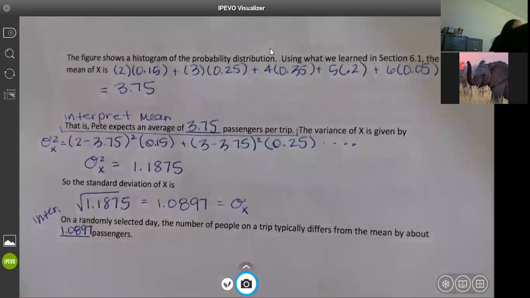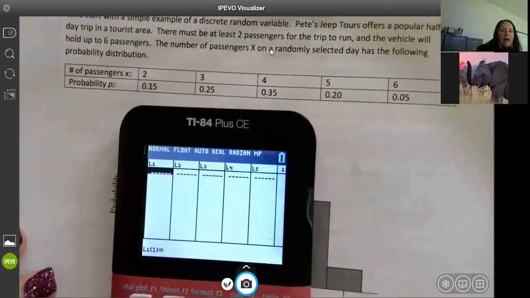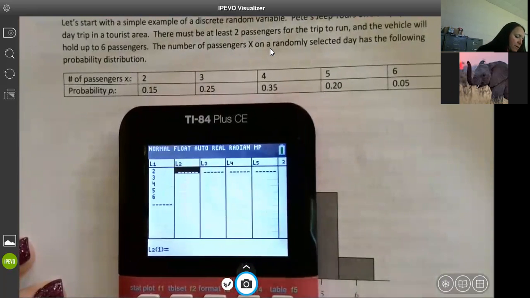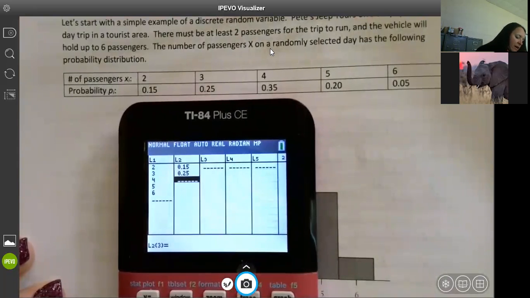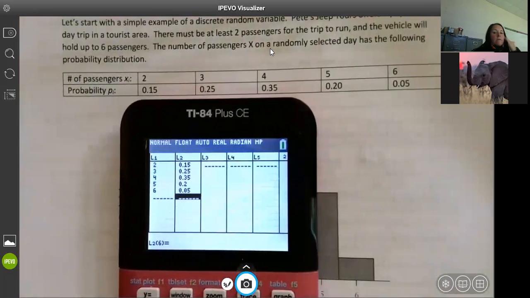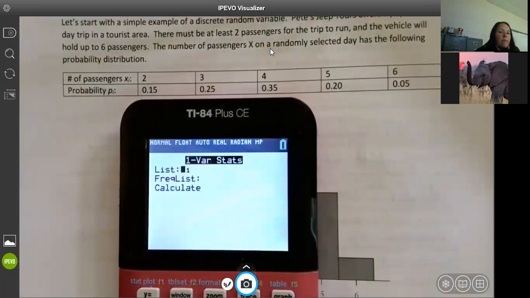All right, just to show you the calculator one more time. L1 and L2: 2, 3, 4, 5, 6, and 0.15, 0.25, 0.35, 0.2, and 0.05. Then we go to stat, calc, 1-var stats. But notice how your frequency list is empty. That's where you put your L2.